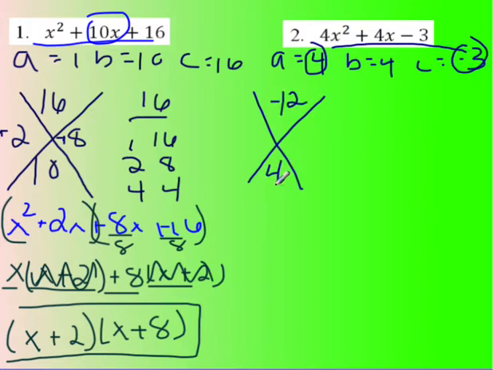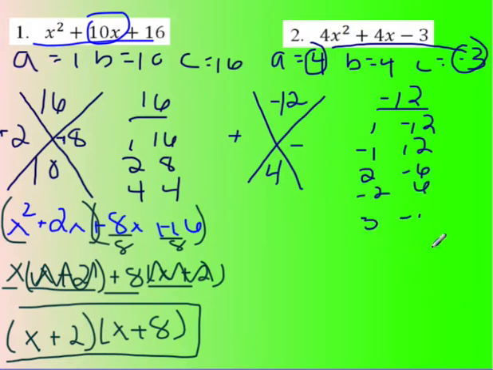So we have a negative product, which means we need to have a positive and a negative factor. So let's take a look at what multiplies to negative 12. So if we multiply to negative 12, we have 1 and negative 12, negative 1 and 12, 2, negative 6, negative 2, 6, 3, negative 4, negative 3, 4. So all of those multiplied to a negative 12. So we want to see which of those add to a positive 4. And that's going to be negative 2 and 6. So I have a positive 6 and a negative 2.